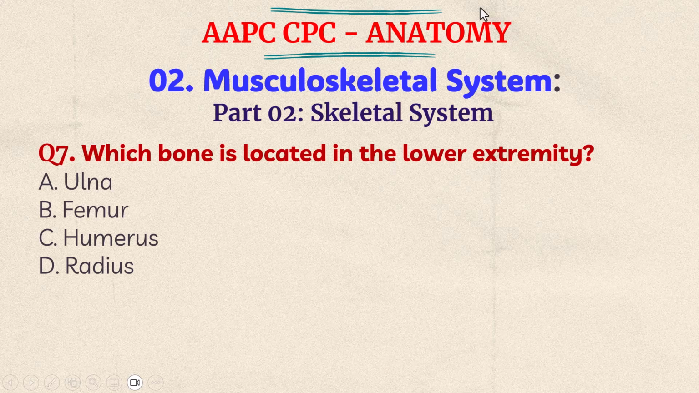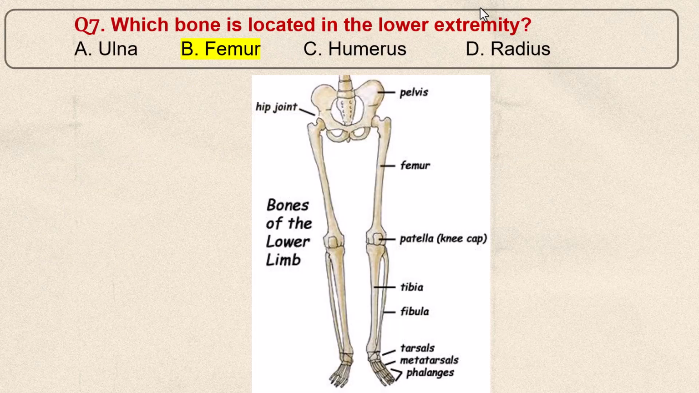Question number 7. Which bone is located in the lower extremity? A. Ulna, B. Femur, C. Humerus, D. Radius. This is also similar to previous question. The correct answer is femur.